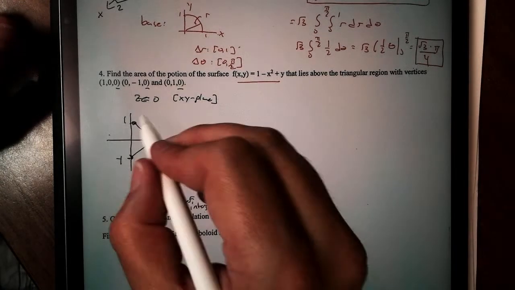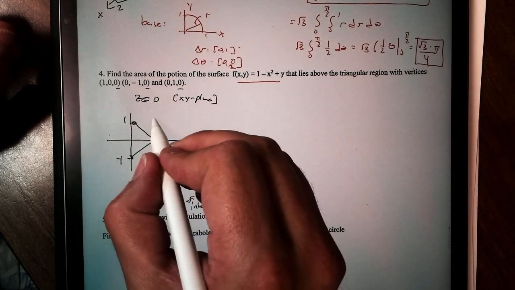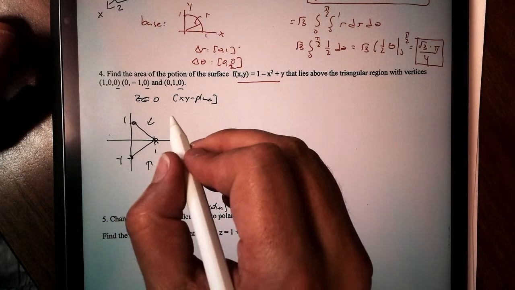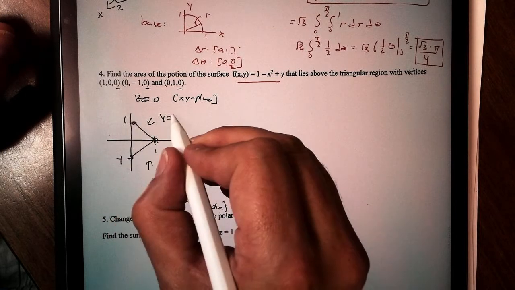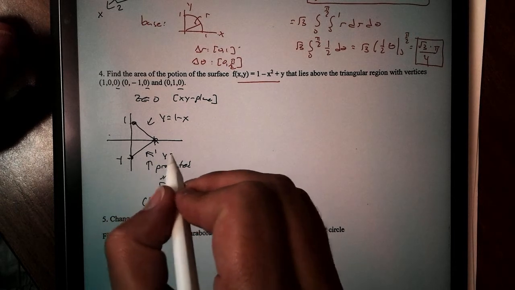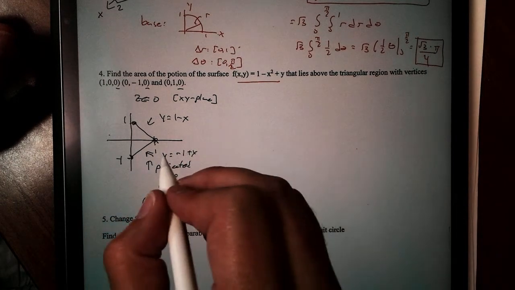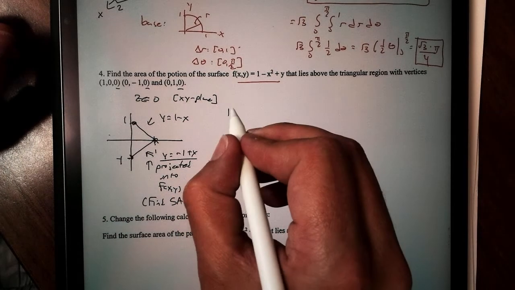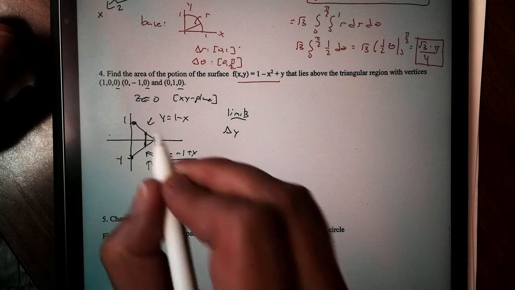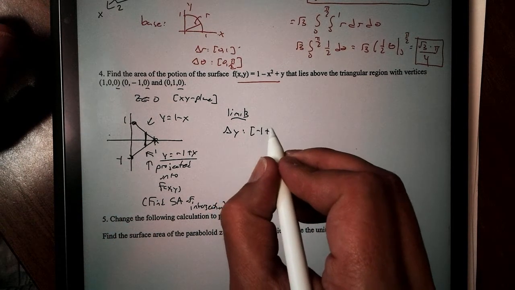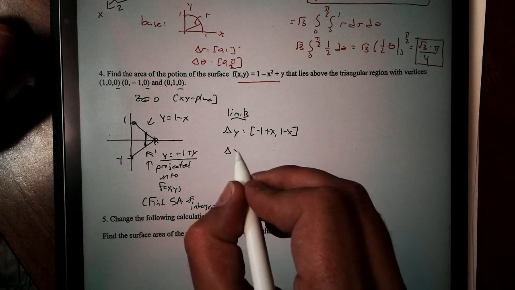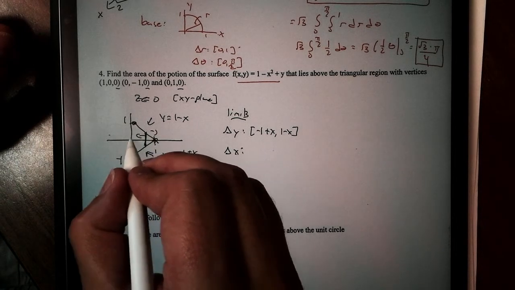And it's not bad to do. Since I have this right here, I can write the equations of the lines. If I write the equation of this line, you can solve for that pretty easily. This is just y equals 1 minus x. Over here, we get y equals negative 1 plus x. So I can get my limits pretty easily. My change in y, if I go vertical, I like going vertical, goes from negative 1 plus x all the way to 1 minus x. My change in x, we can go right and left, from 0 to 1.